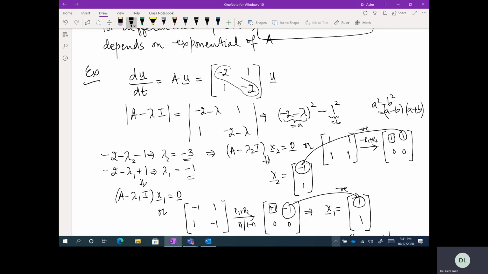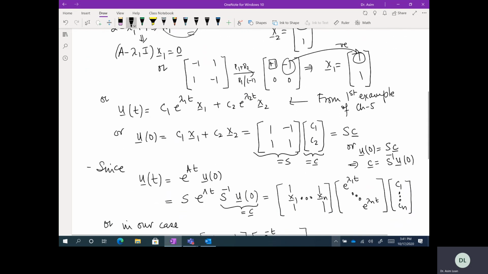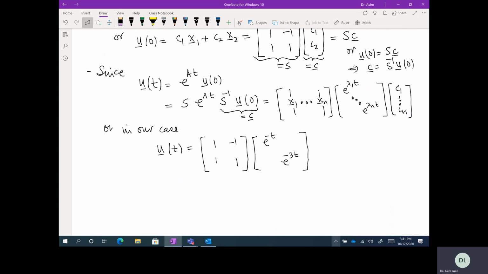So the sum here is minus 4. The determinant of this one is 4 minus 1, which is 3. And the product here is minus 3 minus 1, which is 3. So these eigenvalues are all right. And this one is S inverse u naught, which is C1, C2.